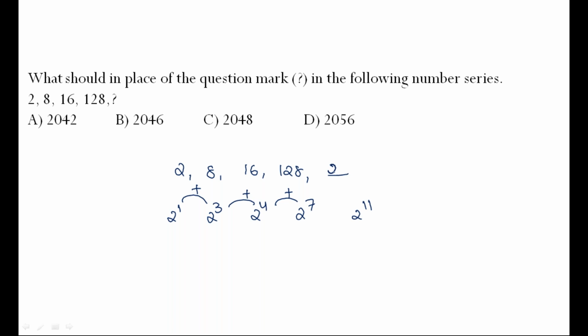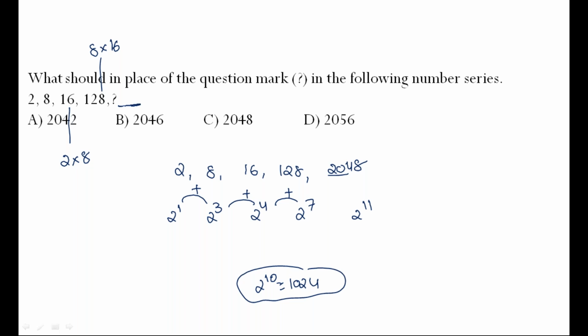We know it's 2048 because 2 power 10 is 1024, which we call approximately 1k, right? Or else I can say this is the previous two numbers' multiplication. 2 into 8 is 16. This is the previous two numbers. 8 into 16 is 128. Now this must be the previous two numbers, 16 into 128. Here A, B, C are designed in such a way that C is equal to A into B, the previous two numbers' multiplication.